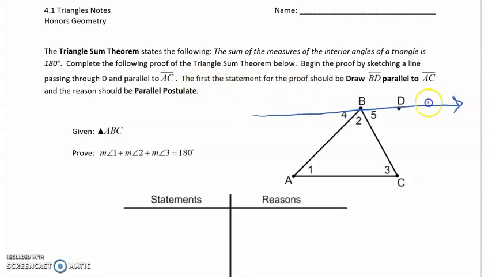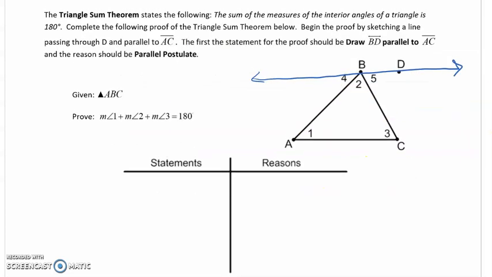Here, I'm going to draw a line for the point BD. And I know that line is going to be parallel to AC, so that's important. So the first thing, of course, is my given is that this is a triangle. And that's it. We don't know anything about it yet. Remember, after I show you this proof, anytime I show you something that's a triangle, you can tell me that 1, 2, 3 add up to 180.